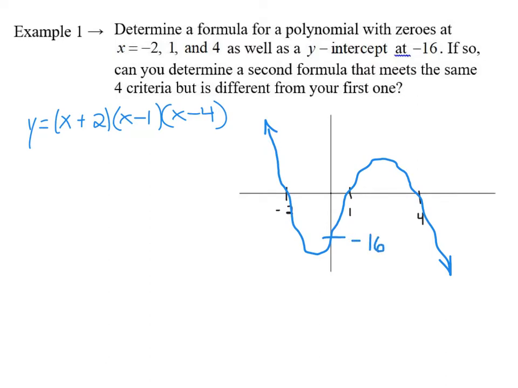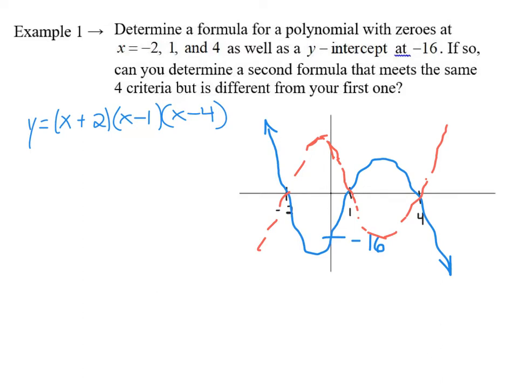Now, that's not exactly what we have right now. If you plug 0 into our formula up here, we're going to end up with 0 plus 2, so 2 times negative 1 times negative 4. We're actually going to end up with y equal to 8, which looks more like the red graph here rather than the blue graph. So what can we do to our formula so that we'll end up with the point (0, negative 16) on our graph without introducing any new factors here, right? We only want the 3 zeros that we already have.